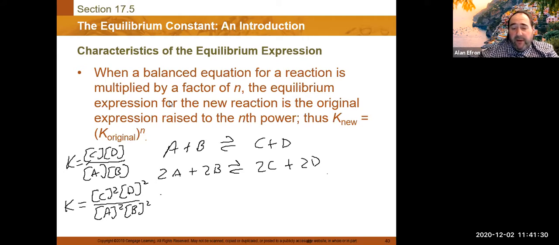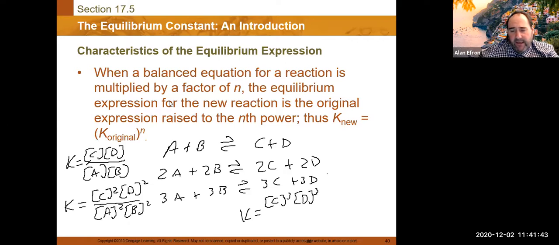If we multiplied by 3, we could see the effect on the original one: we would end up cubing it.